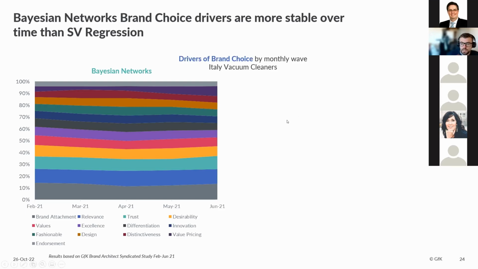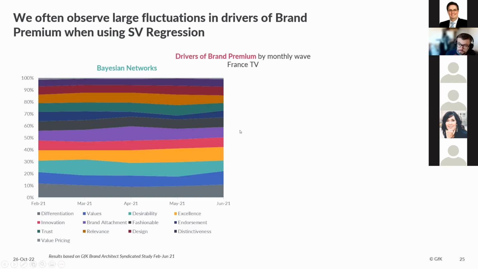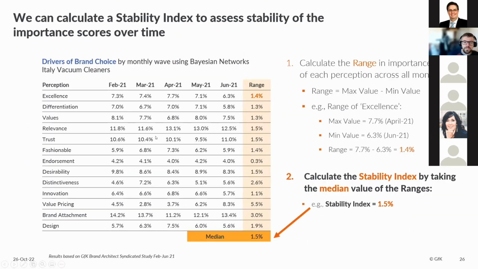Now, when we look at the same results, this time for Shapley value regression, we do see some bigger changes in the importance scores. Now, when we look at drivers of brand premium, and this time we're going to look at France TV, again, it's a similar story. We see the results for Bayesian networks are very stable over time. But when we look at the Shapley value regression, we start to see some quite large differences from one wave to another. So we can quantify how stable the results are over time.